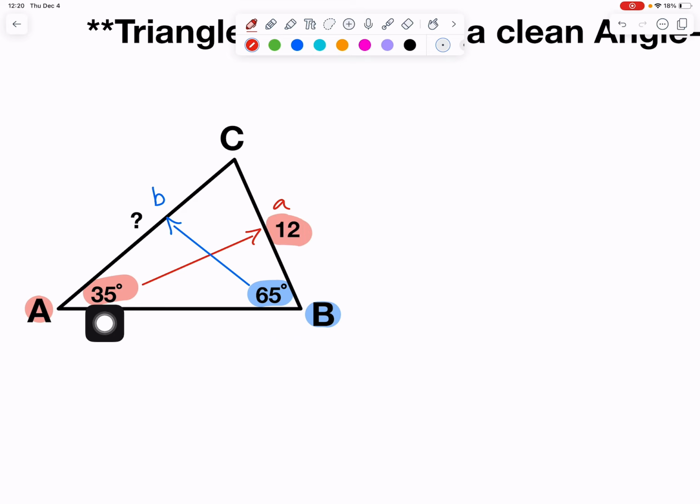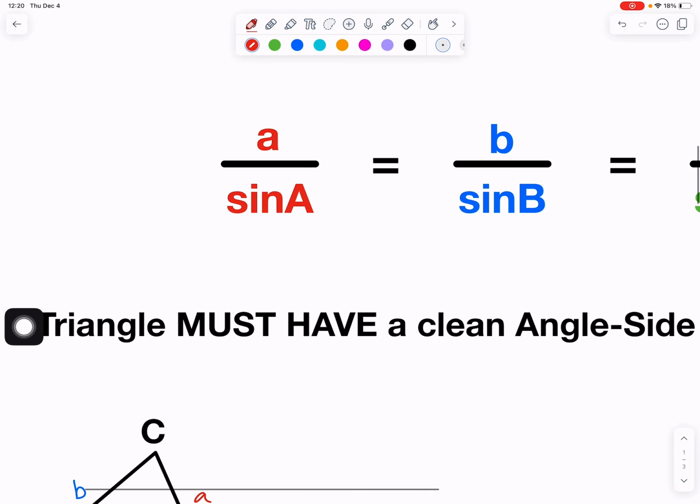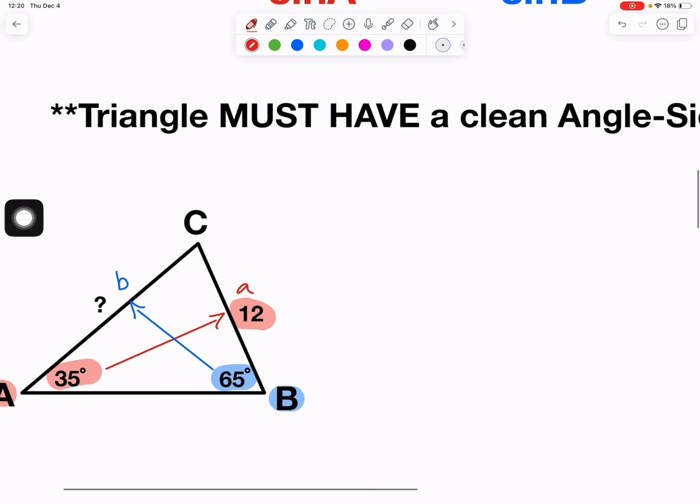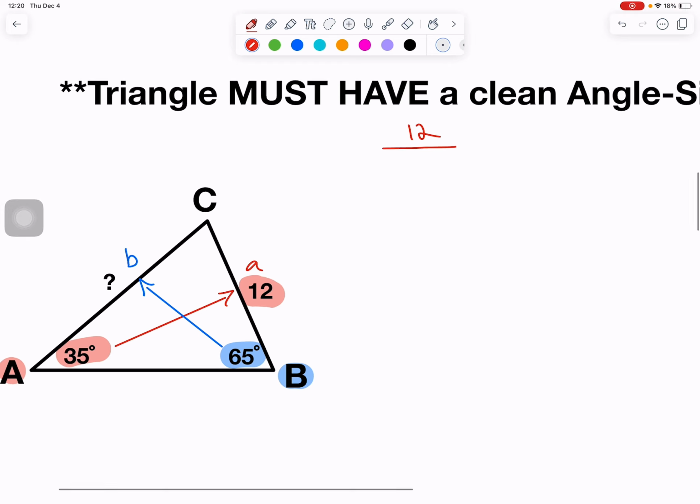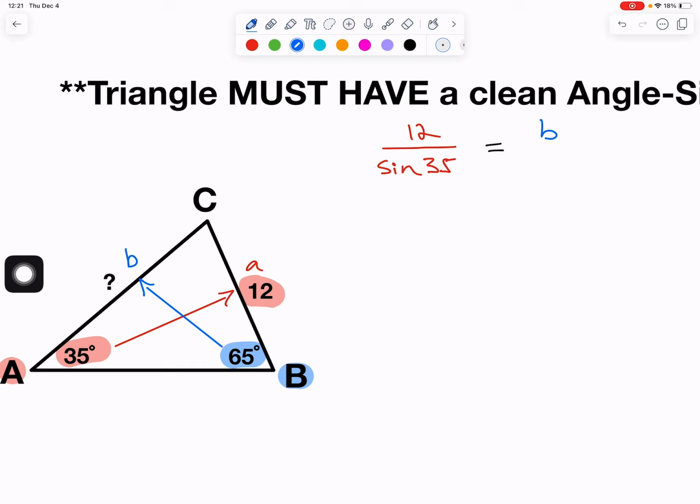side a over sine angle A. So let's take a look at it. Side a over sine angle A. Side a is 12. We're going to set that over sine the measurement of angle A, which is 35. And then we will set that equal to side b, which we still don't know, over sine the angle measurement of B, which is 65.